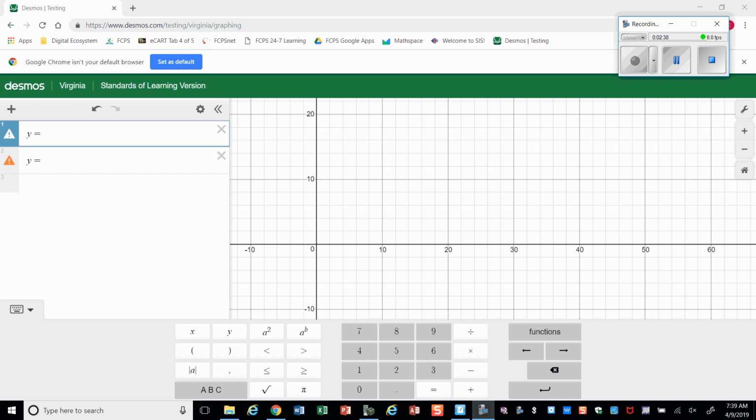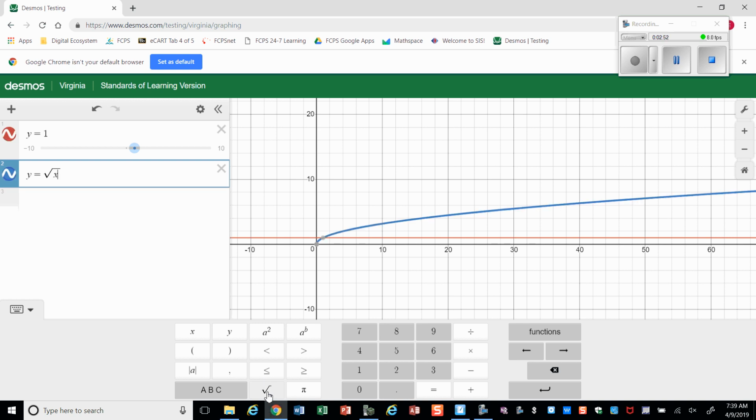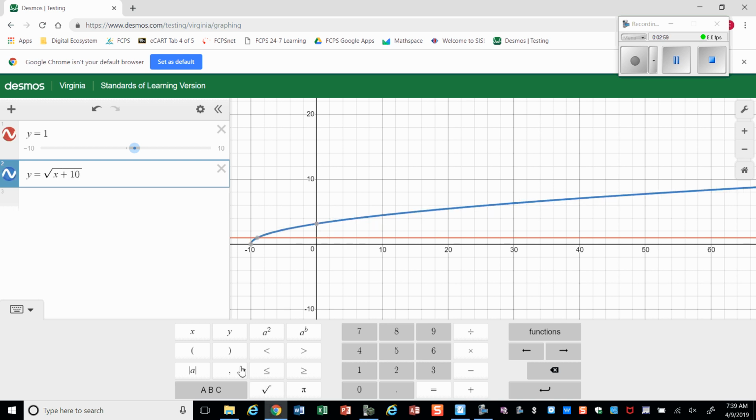Okay, so the left-hand side of the equation is 1, so I've got y equals 1, and the right-hand side is the square root of x, and I want the plus 10 to be under the radical, so I'll just go ahead and type that so it's all under the radical. And I can see right there, there's the point where they intersect, and that's -9, 1. So when x is -9, y is 1. And so that is my solution. That's a good way to check it.